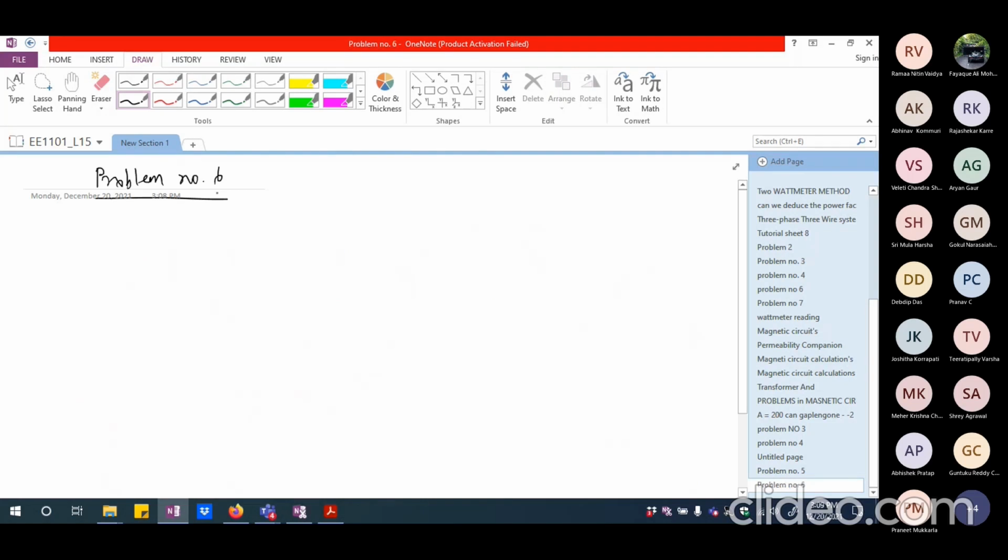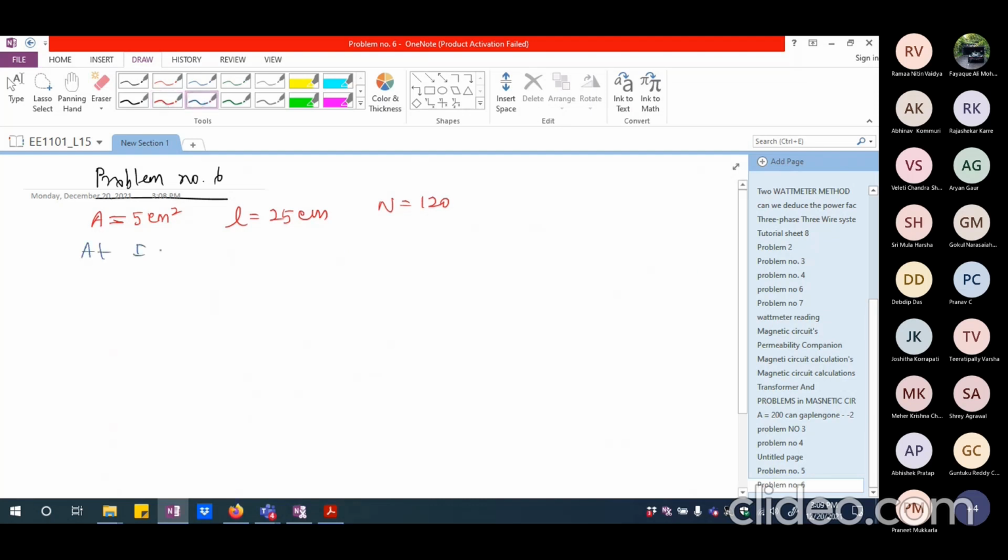So problem number 6 basically tells that the magnetic circuit is made up of iron, and the area of cross section is given as 5 cm square and the length is given as 25 cm. Okay, and the number of turns is given as 120, and there are two values that are given.